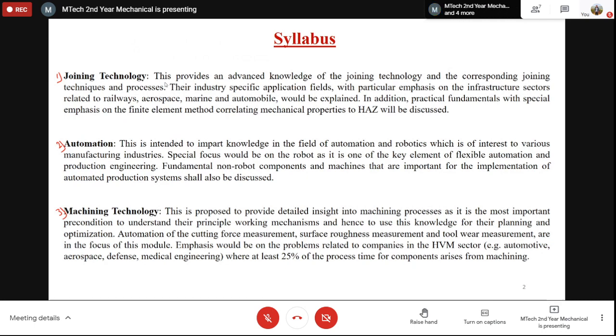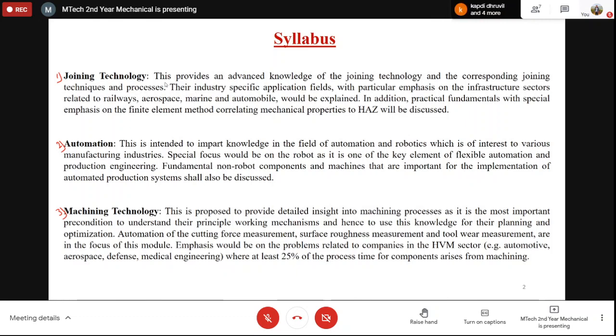Then we have automation. It is intended to impart knowledge in the field of automation and robotics, which is of interest to various manufacturing industries. Nowadays, manufacturing industries are using automation in the form of robots so that you can reduce the time of manufacturing and enhance its speed. That's why automation is required. We'll study these techniques, with special focus on the robot as one of the key elements of FMS and production engineering.